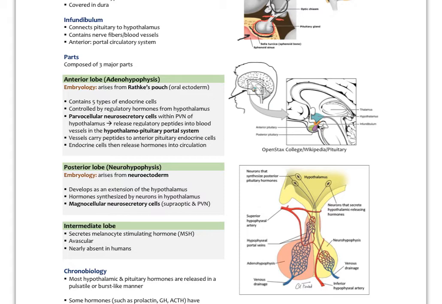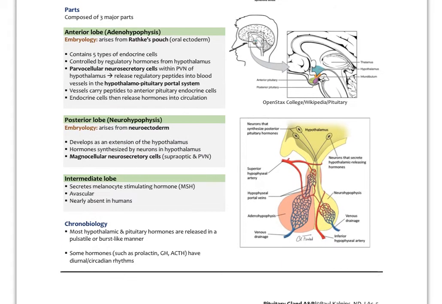Now, in the previous slide, I mentioned that the paraventricular nucleus, the PVN of the hypothalamus, is the source of oxytocin for the posterior pituitary, but it's also the source of a number of releasing hormones for the anterior pituitary. And so there are specific cells called parvocellular neurosecretory cells in the PVN, and they release these hypothalamic releasing hormones directly into what's called the hypothalamo-pituitary portal system. So let's look at that in this picture down here.